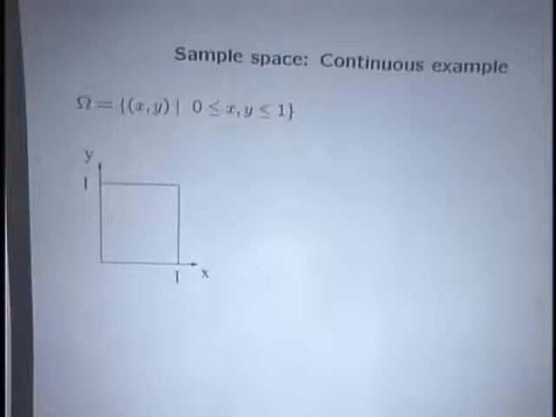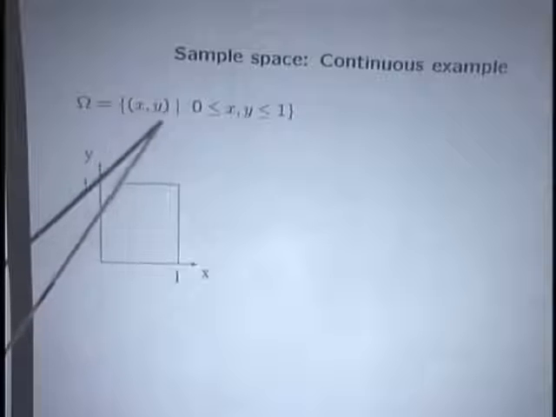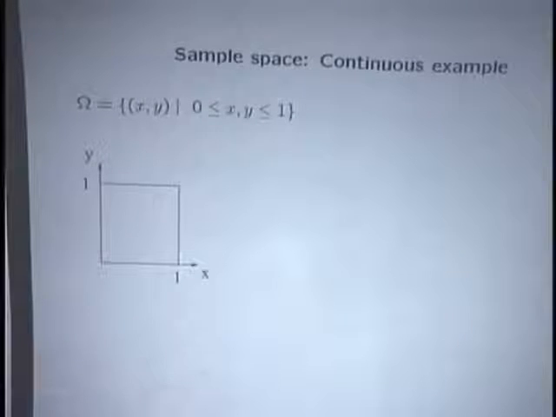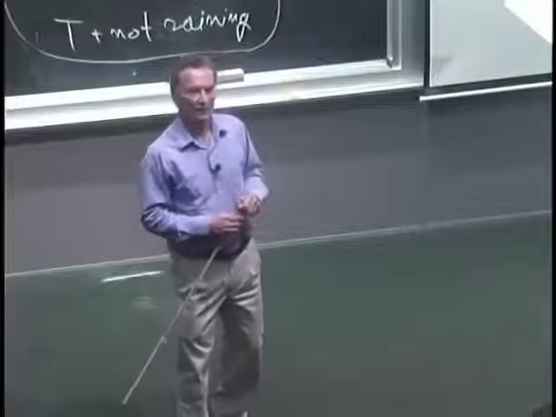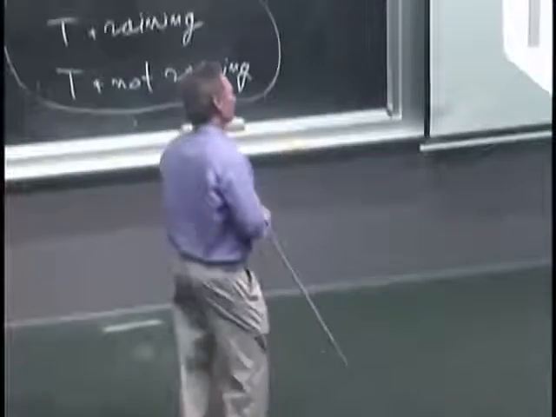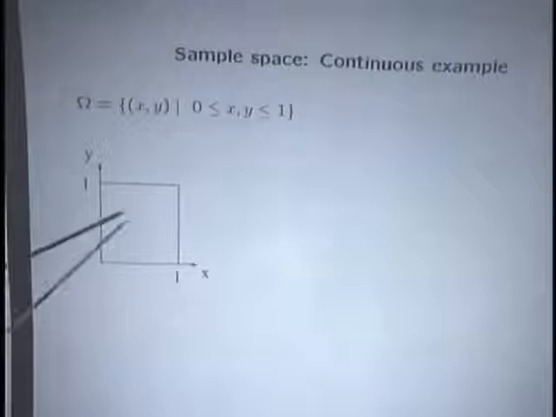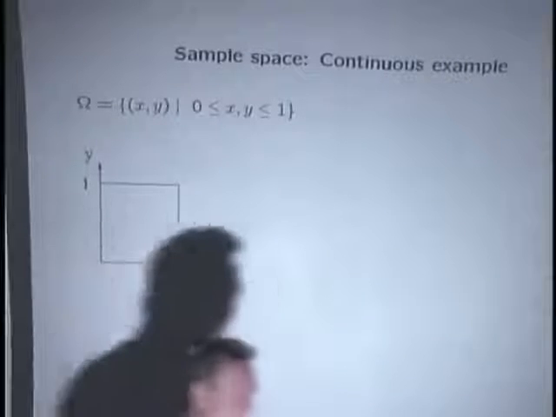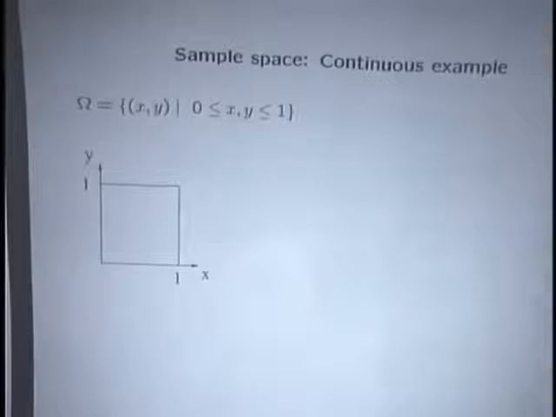So all the possible points inside the square are possible outcomes of the experiment. So a typical outcome of the experiment is going to be a pair of numbers, x, y, where x and y are real numbers between 0 and 1. Now there's infinitely many real numbers. There's infinitely many points in the square. So this is an example in which our sample space is an infinite set.